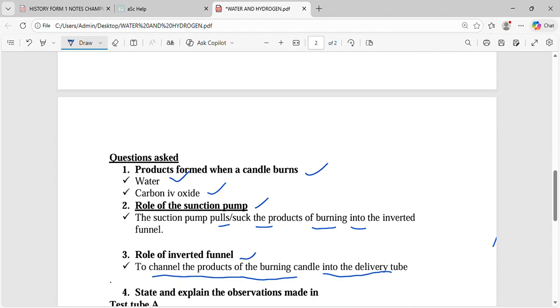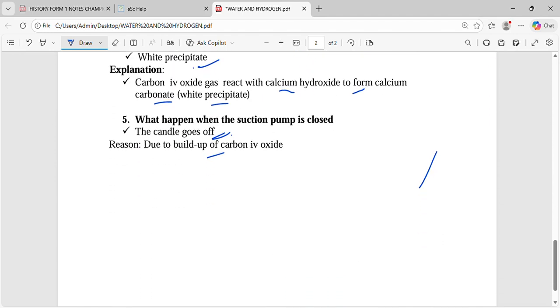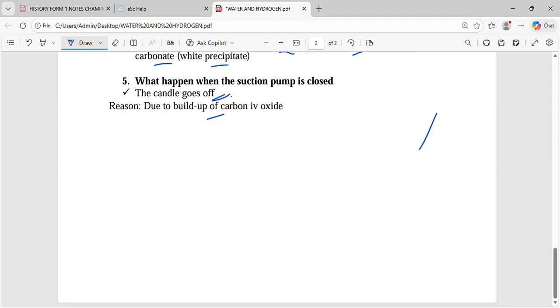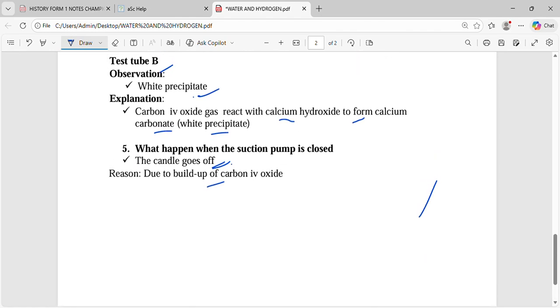Basically, these are the questions that are set in the introduction part of water and hydrogen. This is the information you need to know, the objectives of the diagram and of the introduction in water and hydrogen.